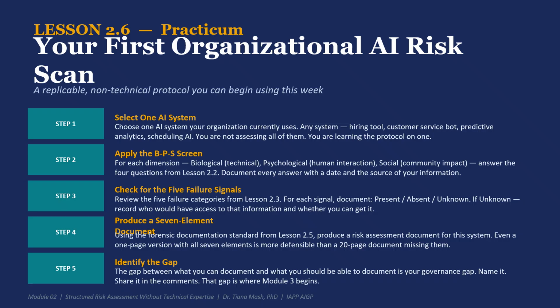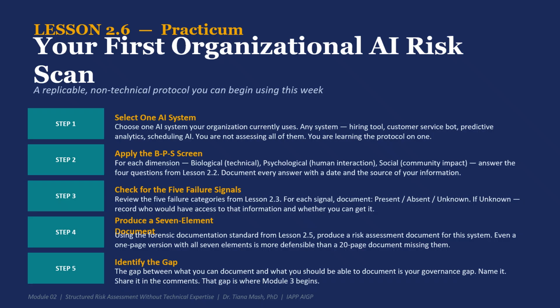Your first organizational AI task is a replicable, not technical, protocol. You can begin using this at any time. But one of the things I'd like you to focus on is everything we have covered today: the four-stage process, the biopsychosocial model, the 5 failure categories that validate instruments, and the 7-element documentation standard. It all leads here to a protocol you can start using this week, not someday, this week. It has 5 steps.